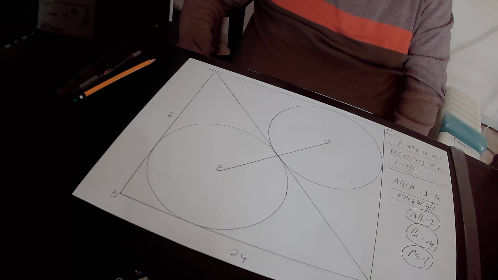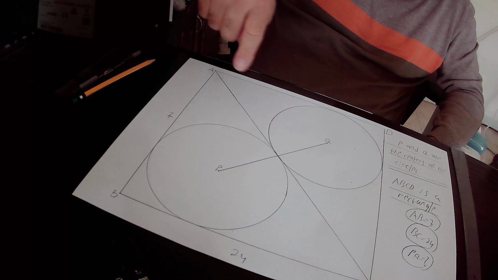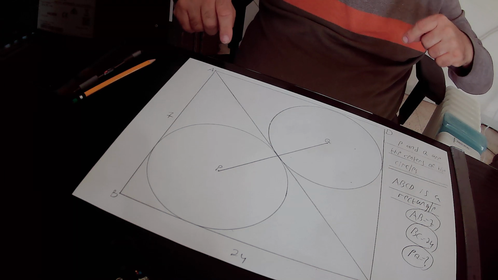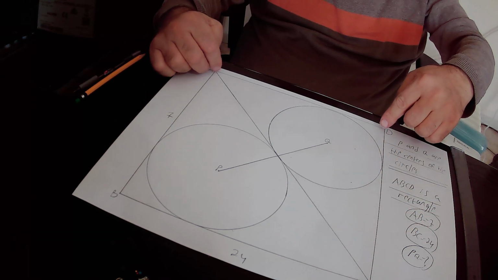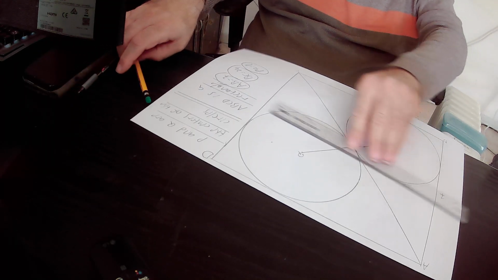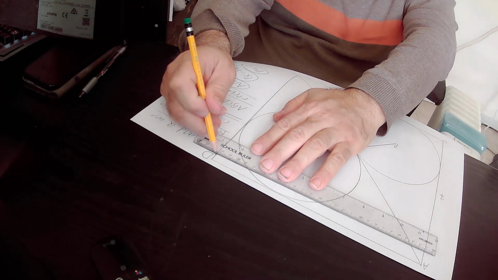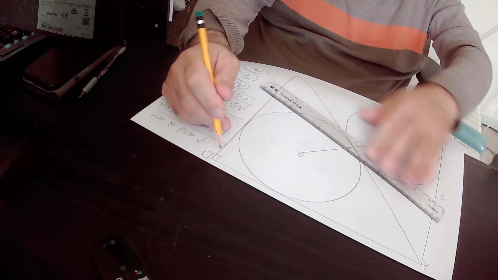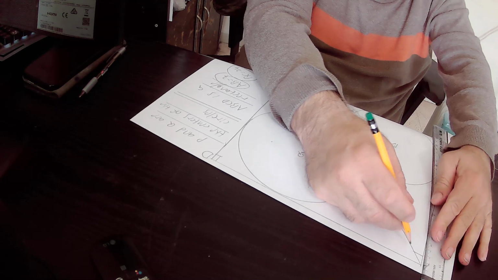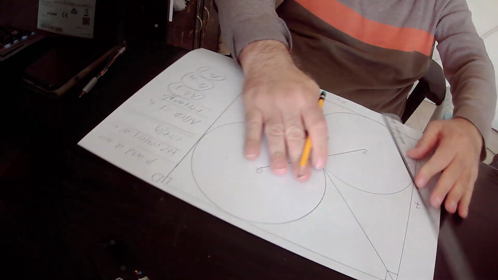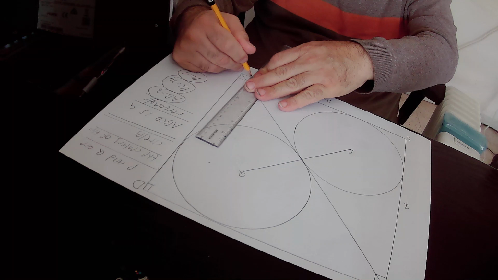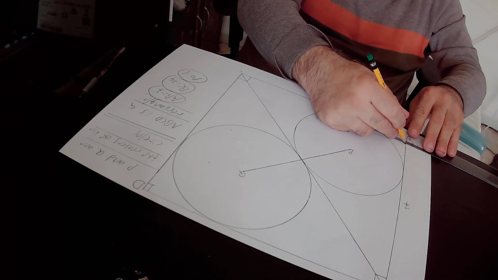Because of the fact that ABCD is a rectangle, we know that all the four angles inside the rectangle are right angles. So those four angles are all right angles. So this angle equals 90 degrees. This angle also equals 90 degrees. This angle equals 90 degrees. And finally this angle also equals 90 degrees.